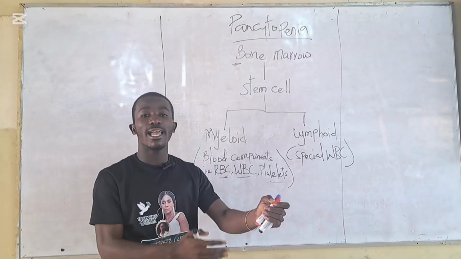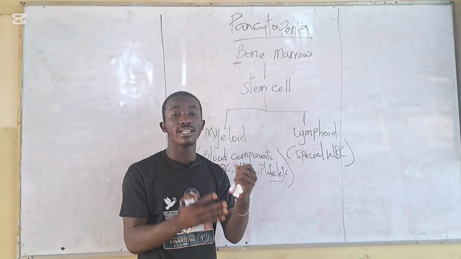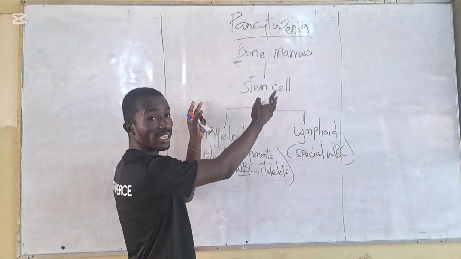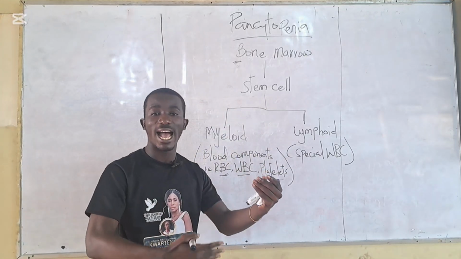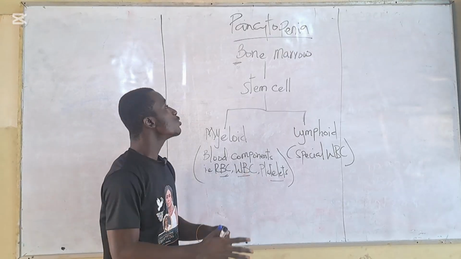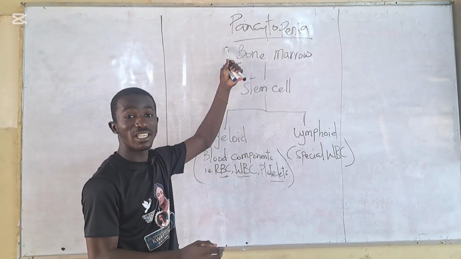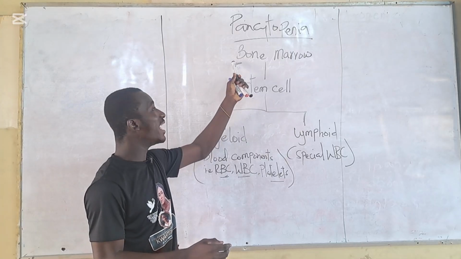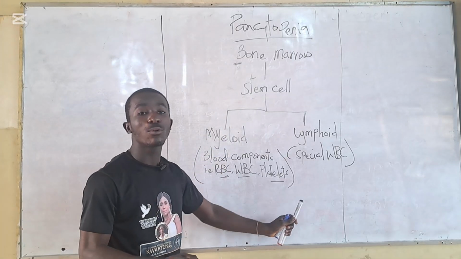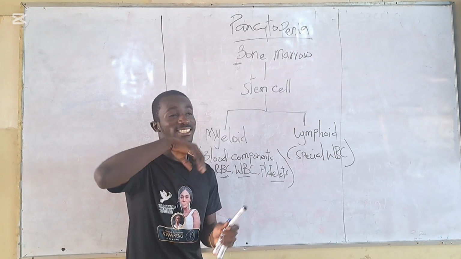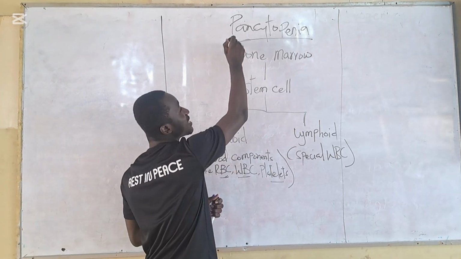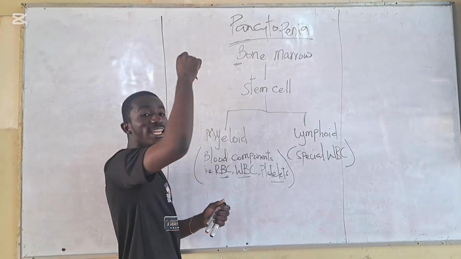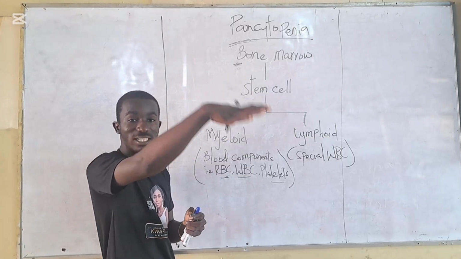When the liver and the kidneys bring the components, the erythropoietin, the thrombopoietin and the likes, the bone marrow will take them, then produce the blood for the human being to use. So in pancytopenia, something has happened to this bone marrow, and these blood components are produced in lower quantity. That is why we term it pancytopenia. Any condition that can affect the bone marrow and make it produce in lesser quantities.